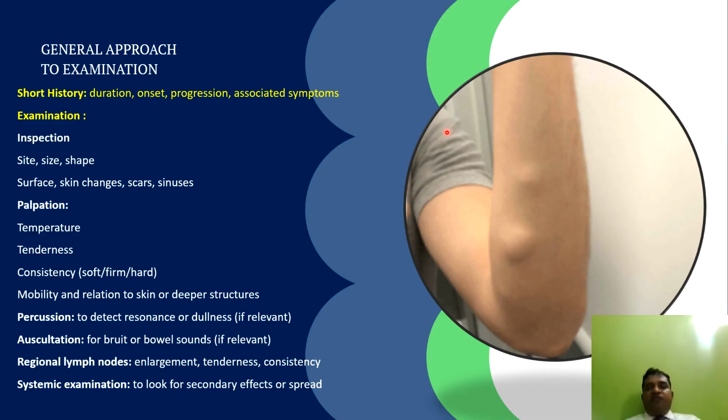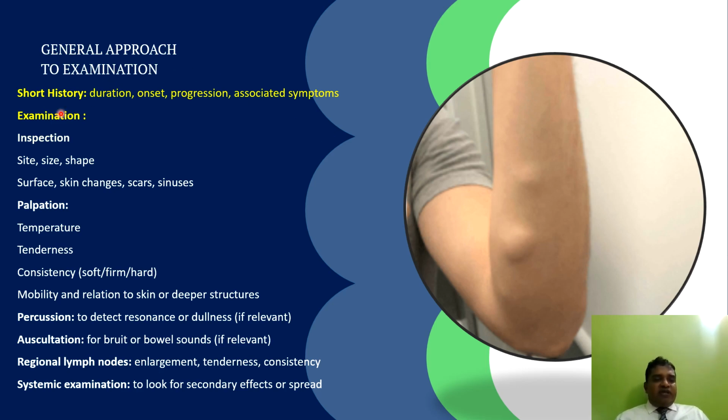So when you start this examination for your short case exams, usually we will allow you to take a small history. That means a short history: you will just ask the duration of the lump, onset, progress, associated symptoms. So these are a few important things you need to focus on about this lump. The duration is very much important when comparing benign and malignant conditions. Malignant conditions are rapidly enlarging lumps, but benign conditions are slowly growing lumps.